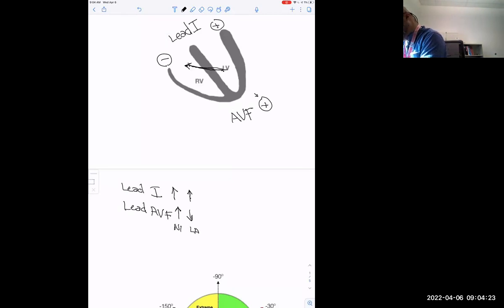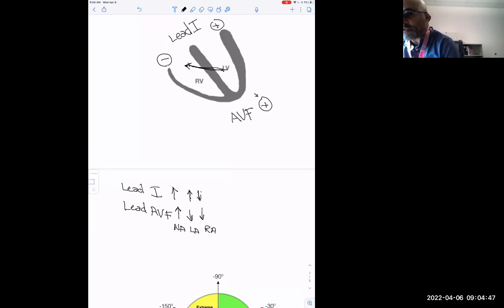Axis, full axis. And finally, if you have a negatively deflected QRS in lead 1 and a negatively deflected QRS in lead AVF, you have a right axis deviation.